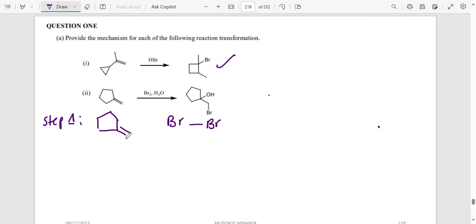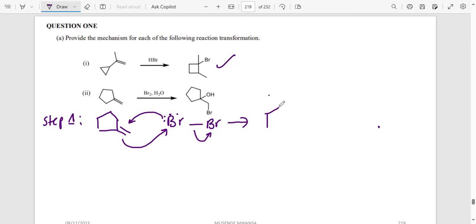So the double bond is going to act as a nucleophile, going to attack this bromine. And when it does attack that bromine, this bond is going to break off. But then this bromine has got lone pairs of electrons, so it will also act by attacking back. So that will be the first step.